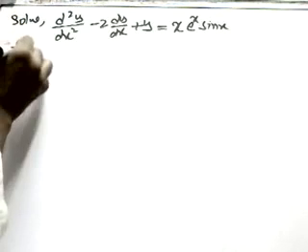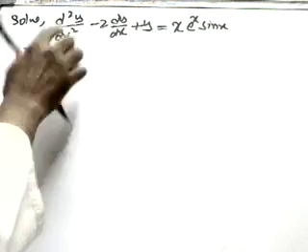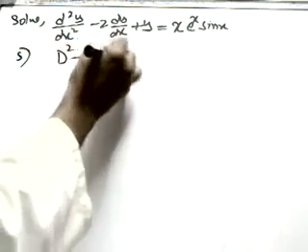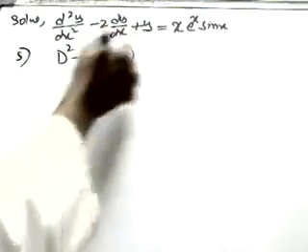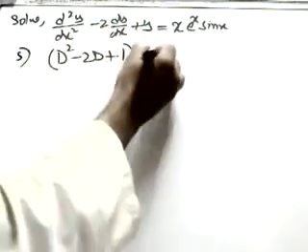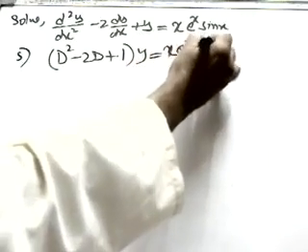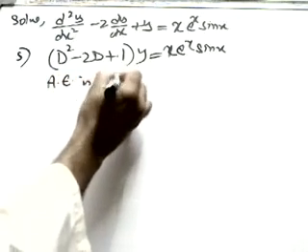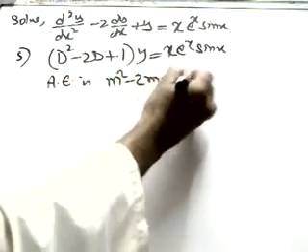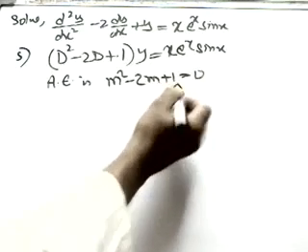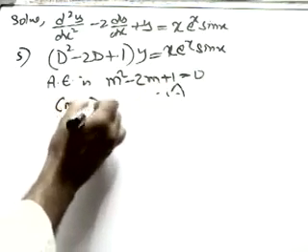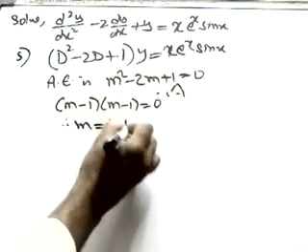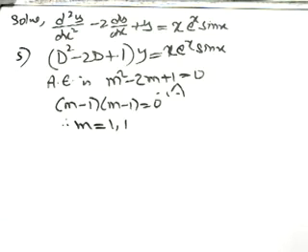Solve means we have to find both particular integral and complementary function. First we write this in the capital D form. This is D square minus 2D plus 1, you have taken y common from all, equals x e power x sin x. So let me take the first auxiliary equation: m square minus 2m plus 1 equals 0. You take from the calculator or you factorize, you get m minus 1 into m minus 1 equals 0. Therefore m equals 1, 1.